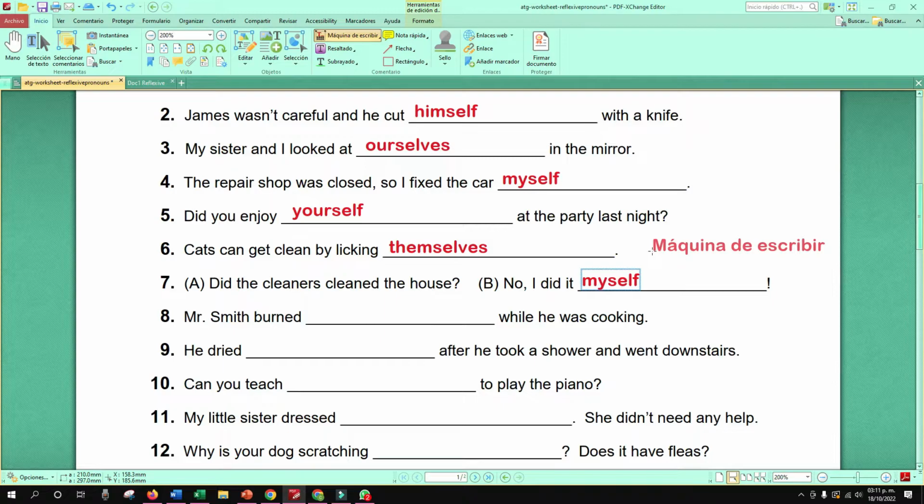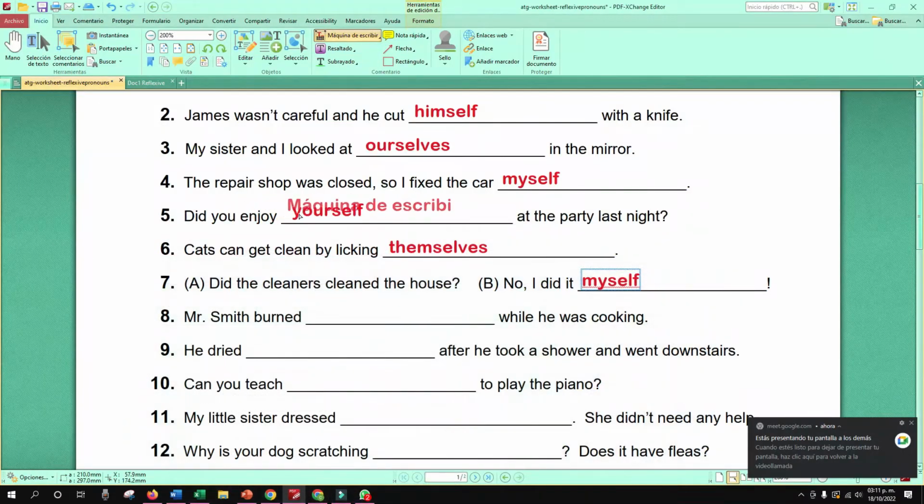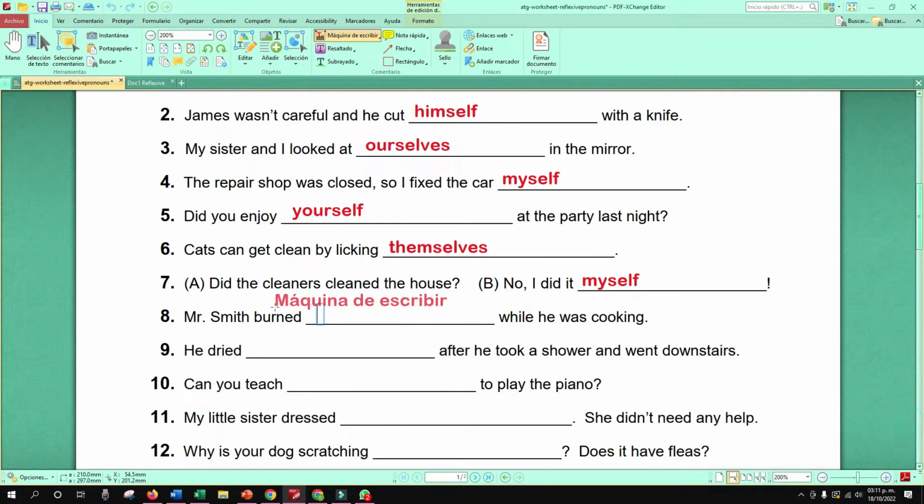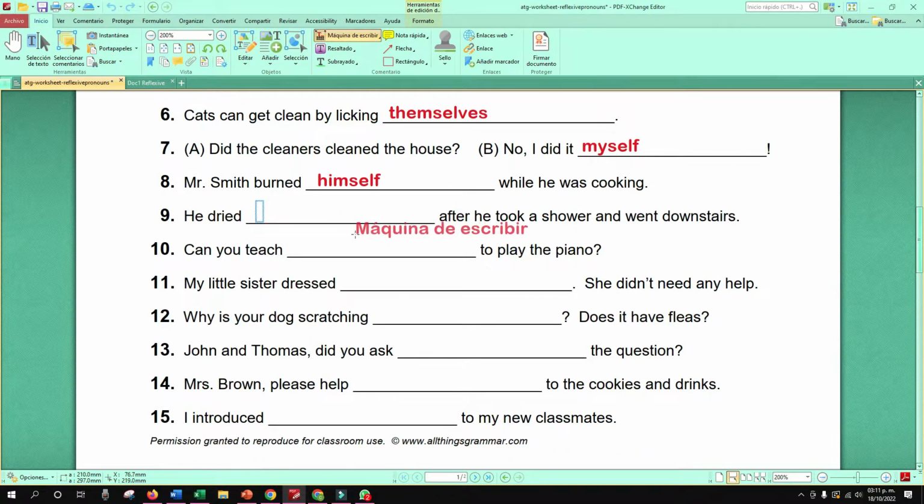What about 8? Mr. Smith burned while he was cooking. Okay, thank you, Abby. What is the answer? Himself. Himself, right. We're talking about Mr. Smith, right? So, himself while he was cooking. Excellent. What about this one? 9. He dried, right? After he took a shower and went downstairs.